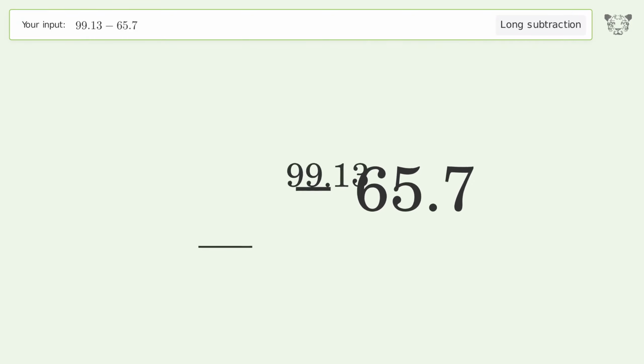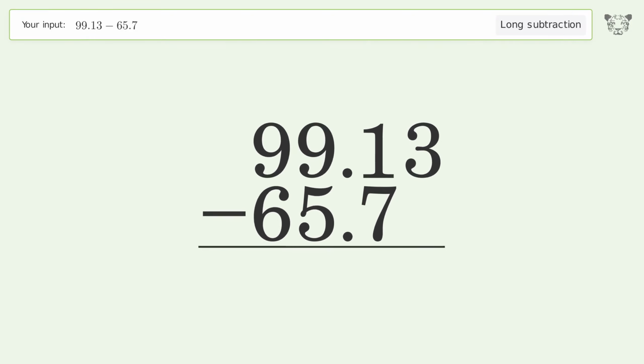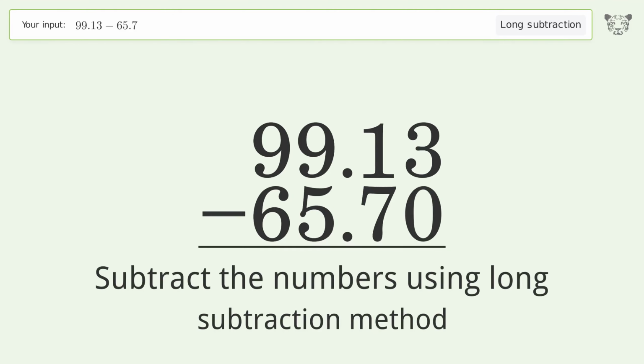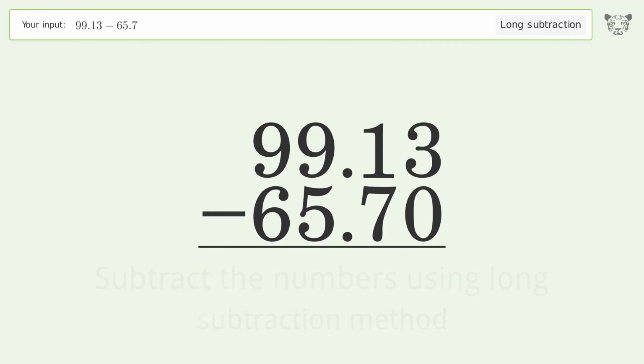Rewrite the numbers from top to bottom, aligned by their place values. Put zeros in the blank number places. Subtract the numbers using long subtraction method.